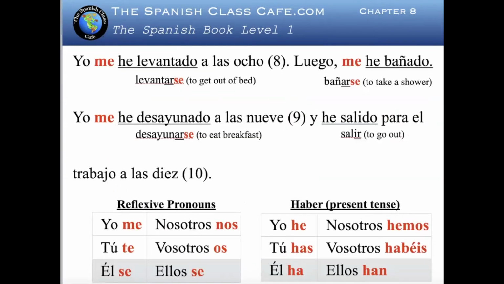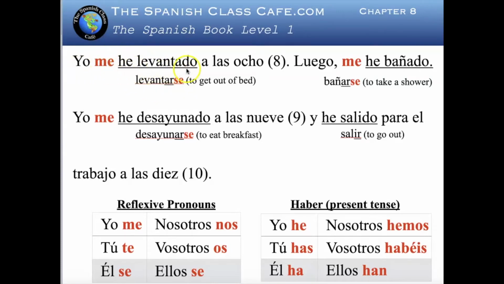Let's go and see these sentences in here. Yo me he levantado a las 8. Luego me he bañado. This is: I got up at 8 and then I took a bath. He levantado. Levantado comes from levantarse. Here we have the AR, and the ending will be ado. Now we have the SE that tells you that it's reflexive, then we have to use the reflexive pronoun. Where did I tell you to place it? In front of haber, the E, right here.